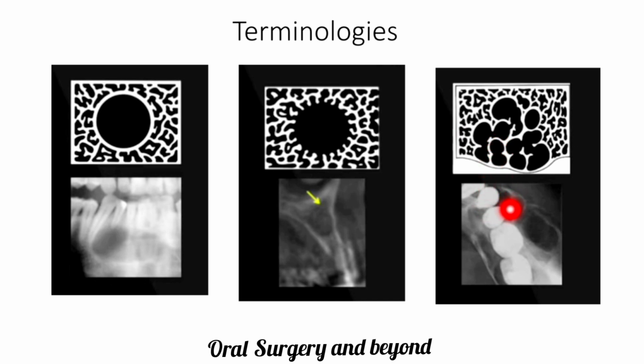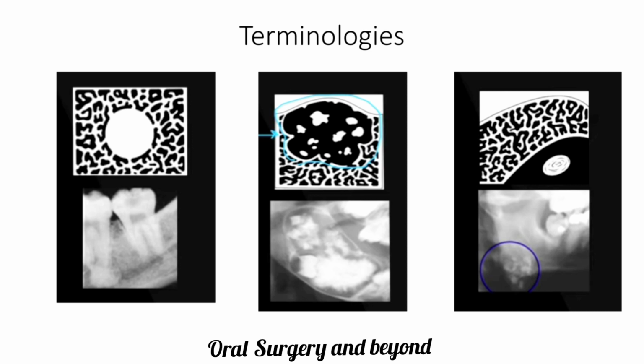Here a radiolucent multifocal or multinodular or multi-compartment pathology we are able to see, surrounded by multiple well corticated borders. So we are able to tell that this pathology has a multilocular well corticated border, right? Next, what is the next presentation of pathology on OPG?